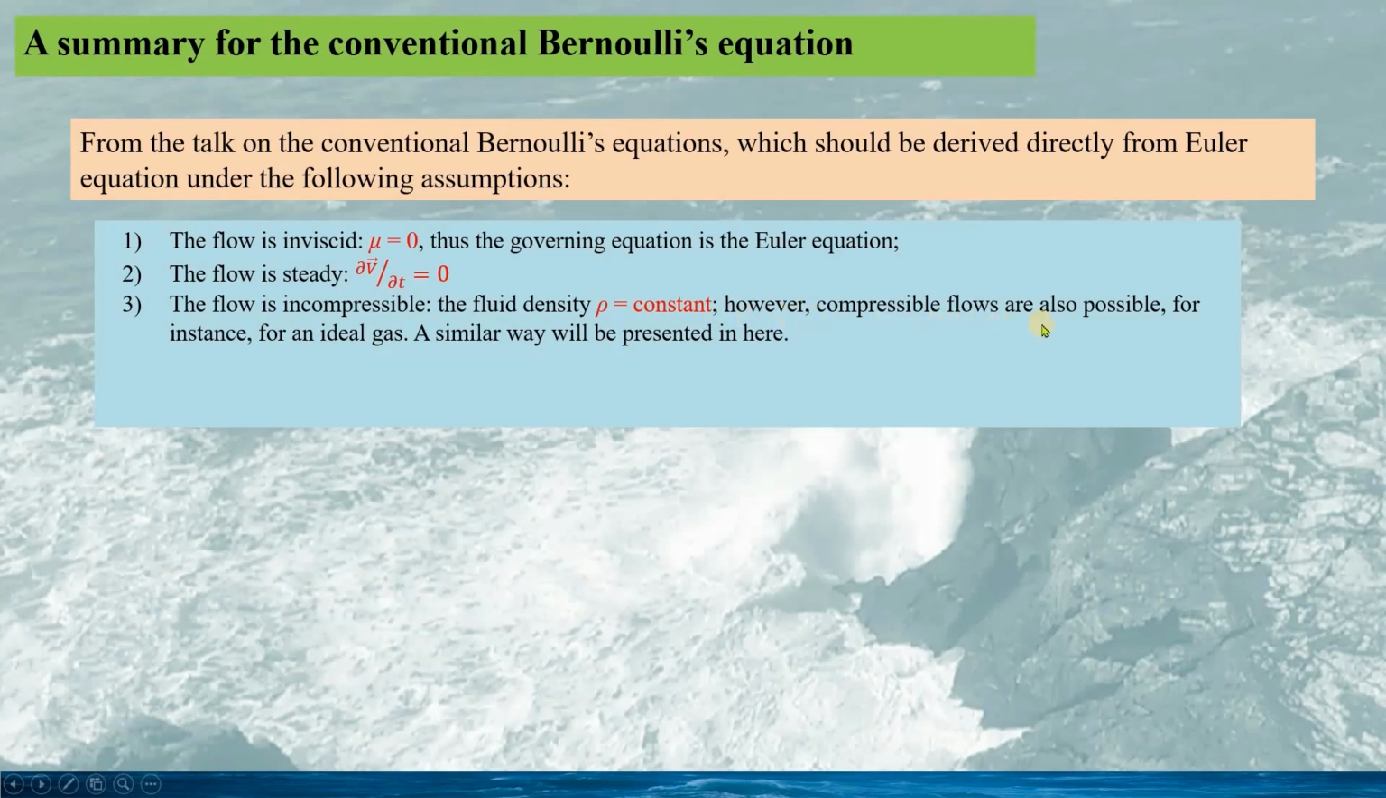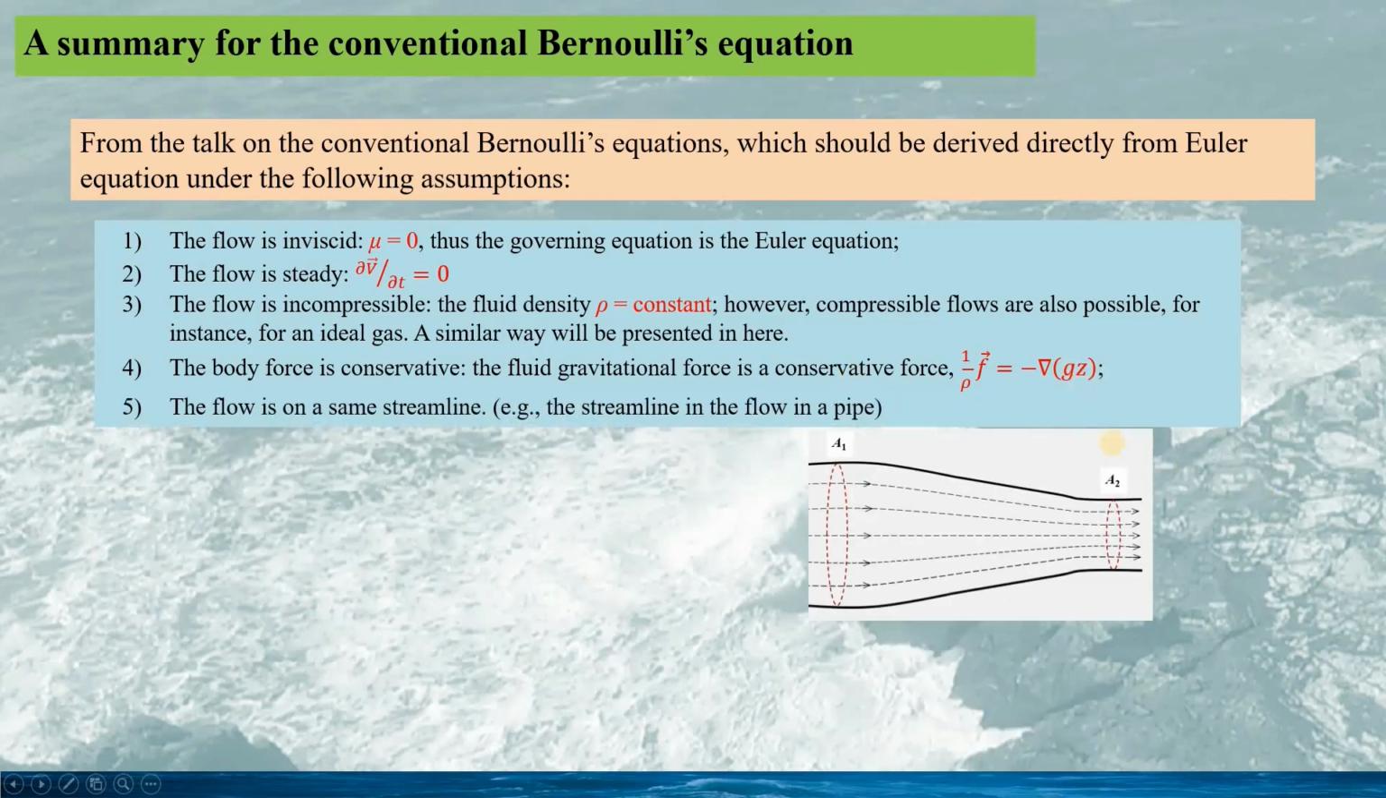However, compressible flows are also possible, for instance, for an ideal gas, and a similar derivation would be presented in this talk. The body force must be conservative. The fluid gravitational force is such a conservative force, and can be expressed in this form. That means the fluid gravitational force can be expressed as the gradient of a function, like here gz. And the flow is on the same streamline, such as the streamline in the fluid pipe in this drawing.